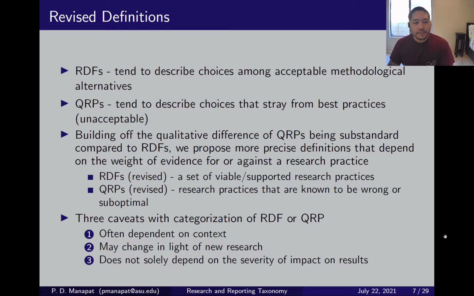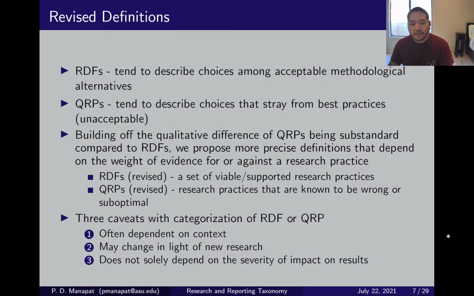So we revised the definitions. Typically, RDFs describe choices among acceptable methodological alternatives. QRPs, on the other hand, tend to describe choices that stray from best practices. So building off this qualitative difference that we found in the literature of QRPs being substandard compared to RDFs, we propose more precise definitions that depend on the weight of evidence for or against a research practice. So our revised definition of RDFs is a set of viable or supported research practices, and our revised definition for QRPs are research practices that are known to be wrong or suboptimal.